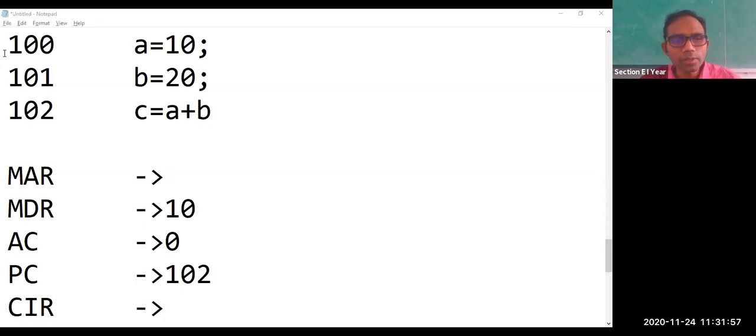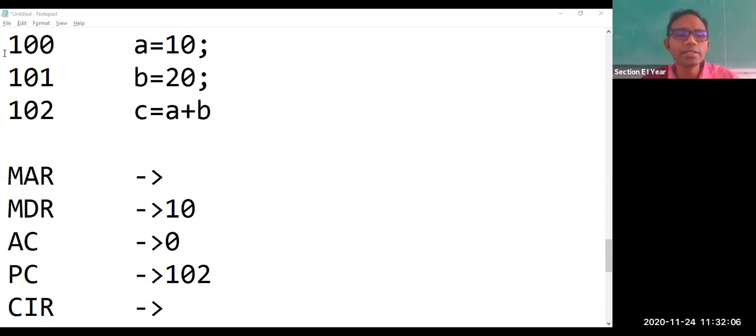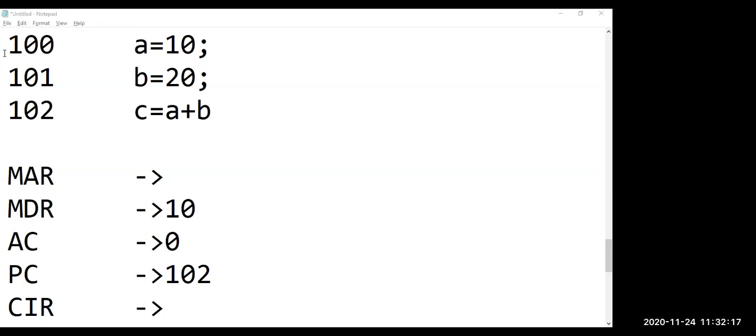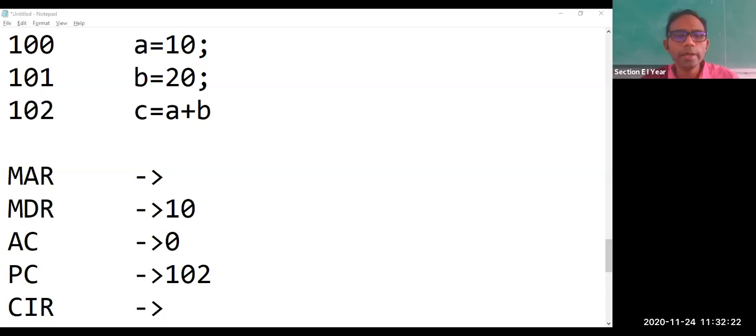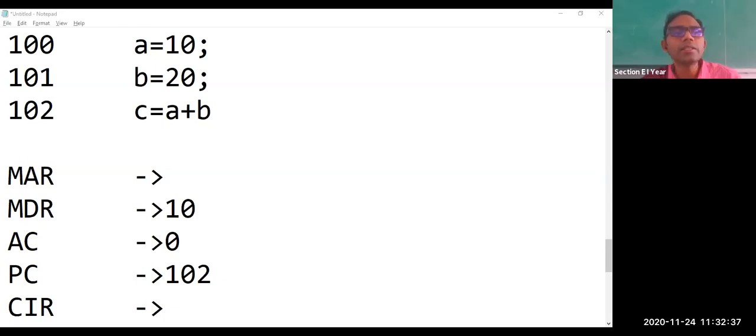What is MDR going to have? Data. What is the data of A? 10. So value 10 will be there. Accumulator is also going to have value 10. Initially it has 0, then it converts to 10 because 10 is under processing. Program counter will have the next instruction. What is the next instruction? 101. So 101 will be there in program counter. Which instruction is currently under execution? 100. So here you will be having 100. Clear this one? Program counter contains the next instruction address. These are instruction addresses.